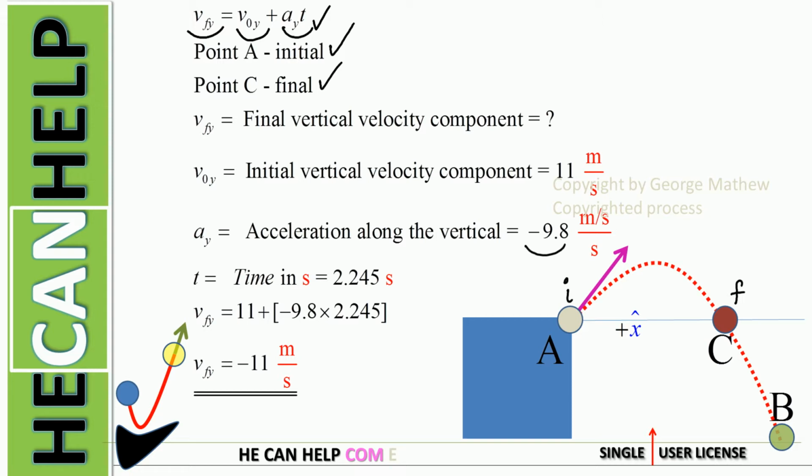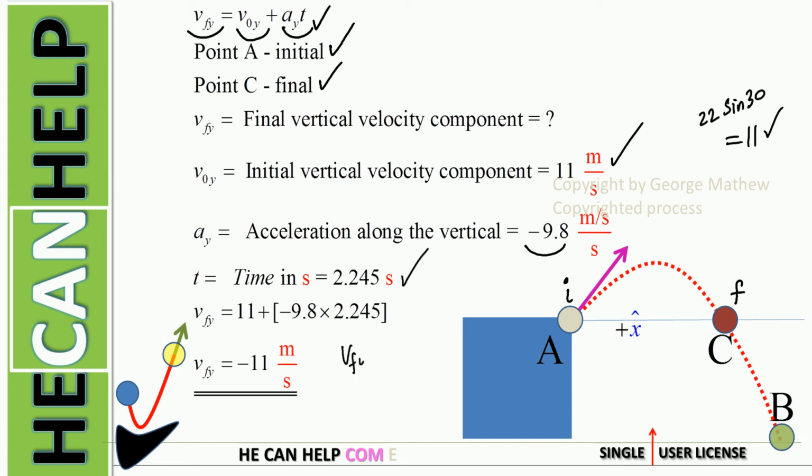So we have the initial point and the final point, and we know the acceleration along the vertical, negative 9.8 meters per second squared. What is the initial component of the velocity vector? It is 11 meters per second. Remember, it is 22 sine 30, and that is 11. So we have the vertical component at the start. We want to know what is the vertical component at the end. We now know the time, 2.245 seconds.